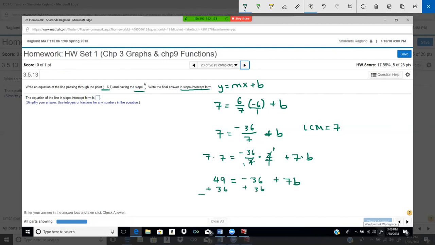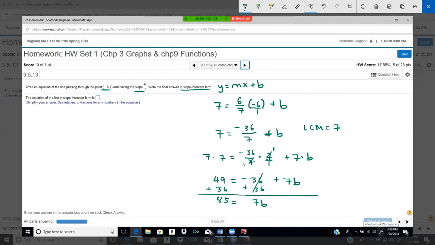36. And so we have this cancels. My equal sign is down. On this side, I have 7b left. Okay, and then I have to add this one. So I get 85, right? Because 49 plus 36 gives me 85.